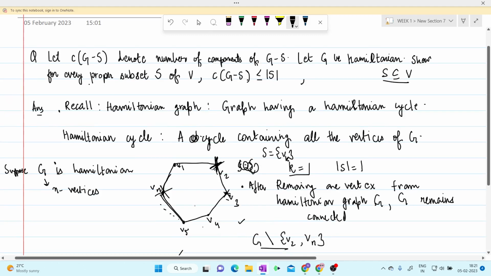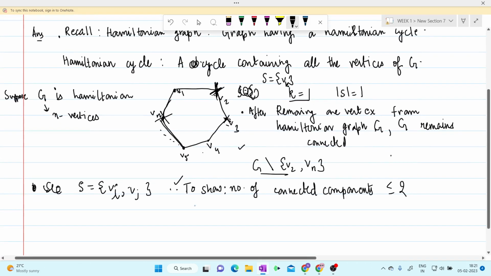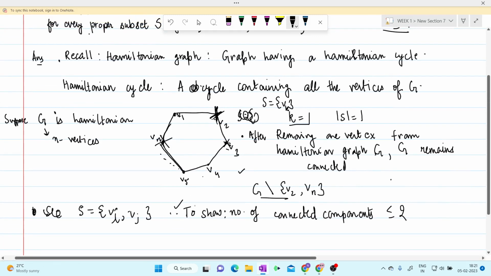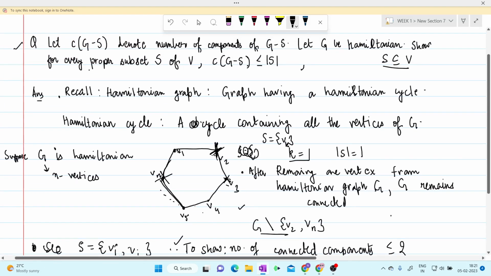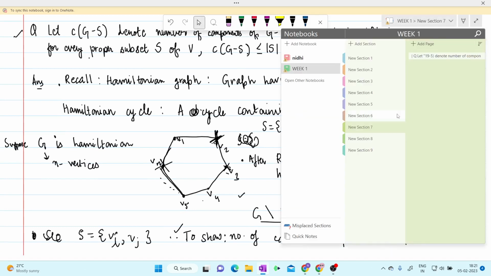Now using these tricks, try it yourself for general S. If you are removing k vertices, the number of connected components cannot exceed k. But is the case for one vertex and two vertices clear to everyone? Is it clear? Yes, ma'am. Okay.